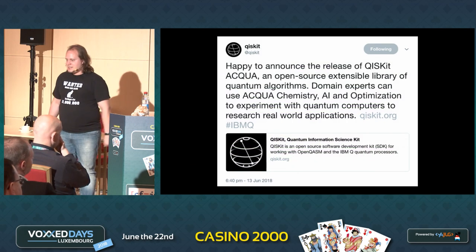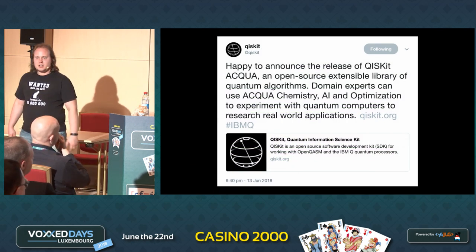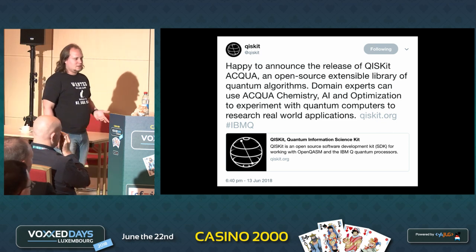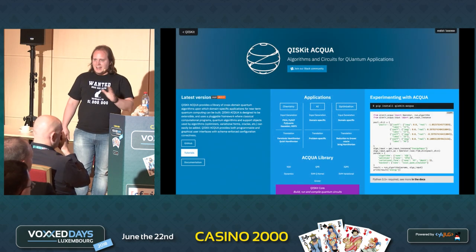But then, as I said, last week they published Aqua, which is a library for Qiskit. And you can get this, again, totally for free.